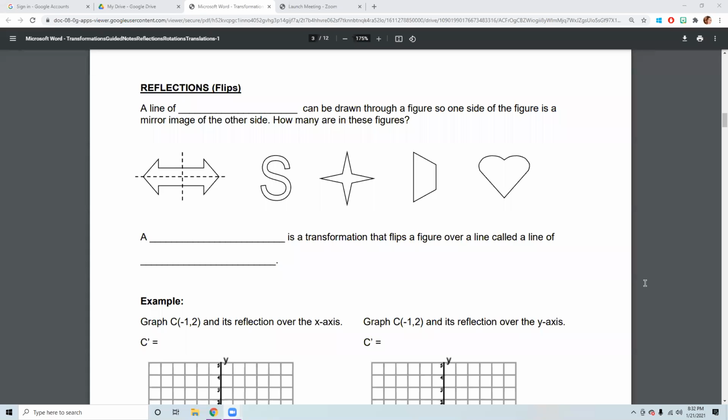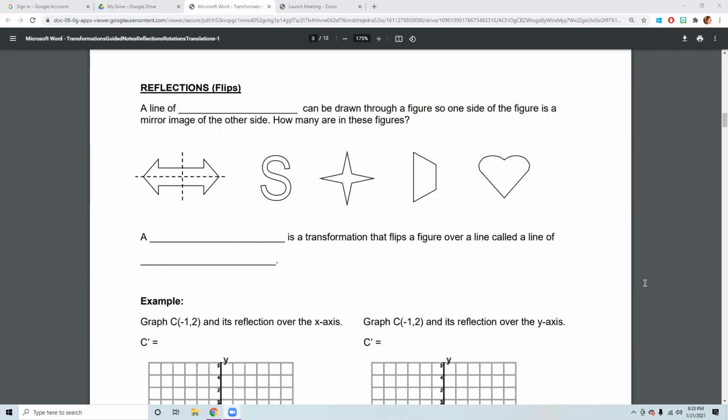Today we're moving on to page 3 of our notes packet. So we talked about transformations in general yesterday. A transformation is moving the figure on the coordinate plane. We talked about the 3 different types of transformations that we're going to be seeing. The first one was translations, which is when it slides the object.